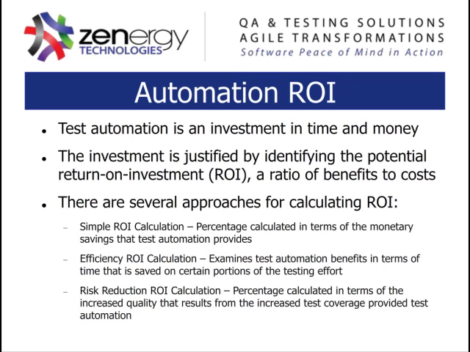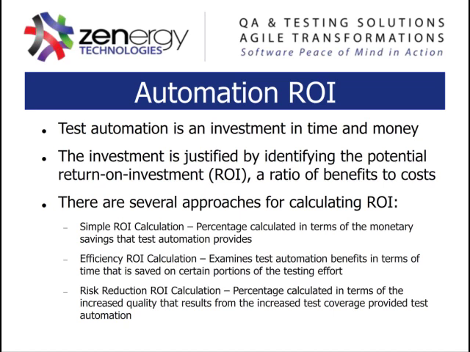One is just a simple ROI calculation. There's a percentage calculated in terms of the monetary saving that test automation provides. What that means is, manually, I know it takes me 20 minutes to run a test case. If I automate this test case, it will take me 1.5 minutes to run it in Selenium. That's my saving right there. So, simple calculation: if I know that I have a regression suite of 800 tests, I automate 70% of them. And the reason I say 70% is you don't want to spend the time automating 100%, because some tests are not worth automating, because it's too expensive to automate.